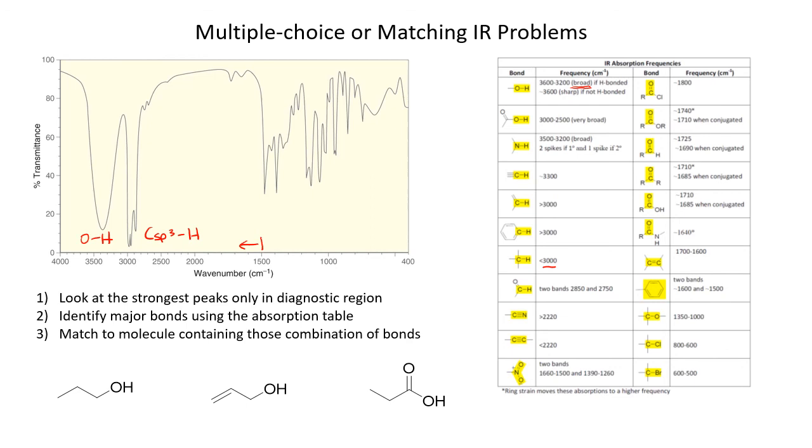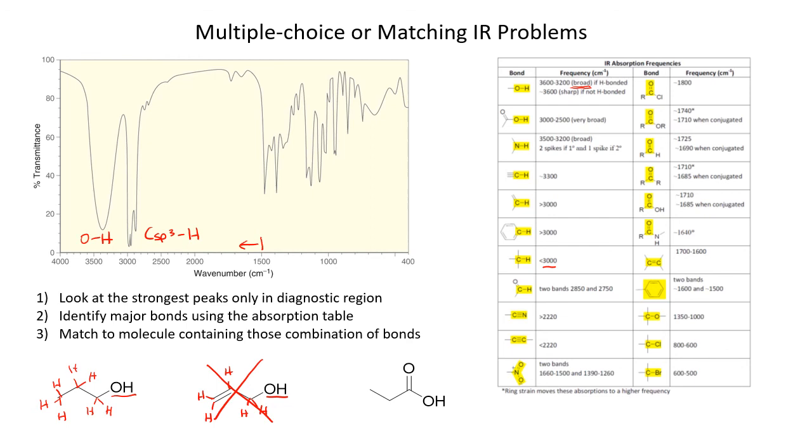Okay, so now we want to go down to our molecules. Our first molecule contains an OH, and it also contains several hydrogens bound to sp3 hybridized carbons. So this is a good candidate, but let's go ahead and make sure it's not any of the other molecules. Our second molecule also contains an OH. It contains H's bound to sp3 hybridized carbons, but also we've got H's bound to sp2 hybridized carbons. Since we don't see any peaks above that 3000 region, it cannot be this molecule.